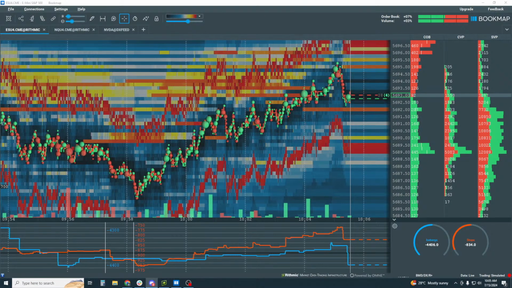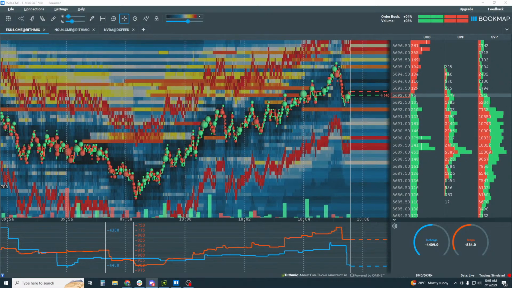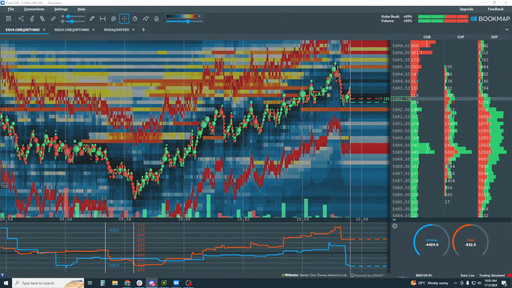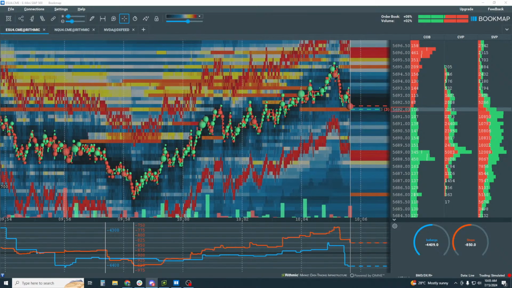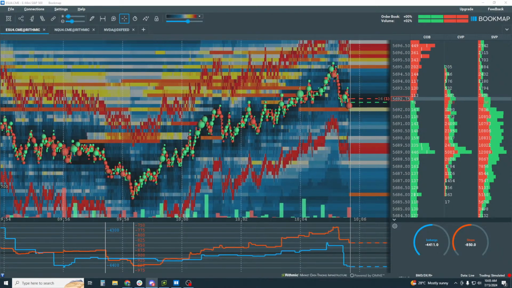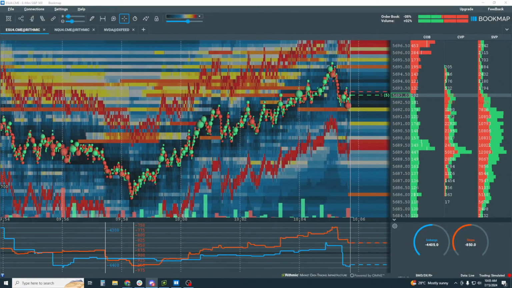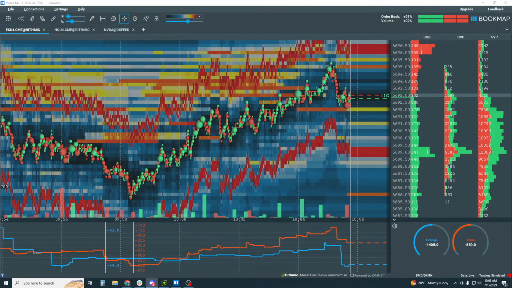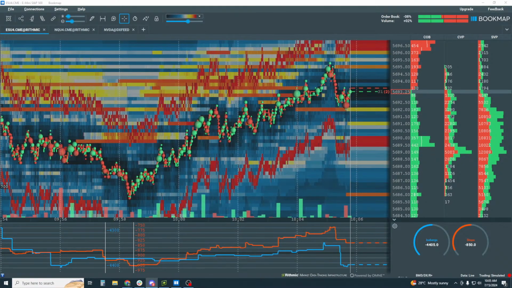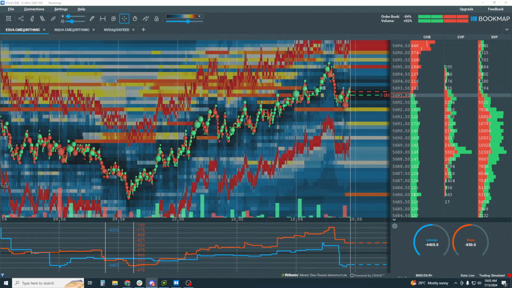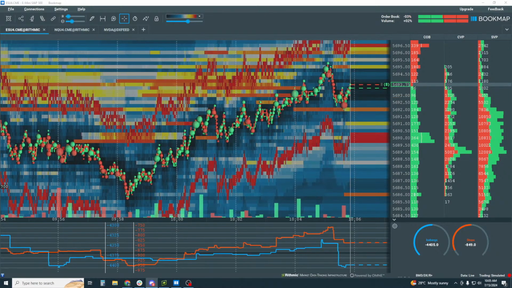Where's the MBO bundle subscription? Okay, first off, this will not work with the DX feed for futures. You will have to have either Rhythmic or Bookmap data, so Bookmap data for CME.